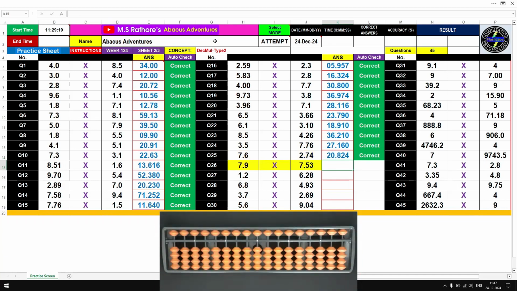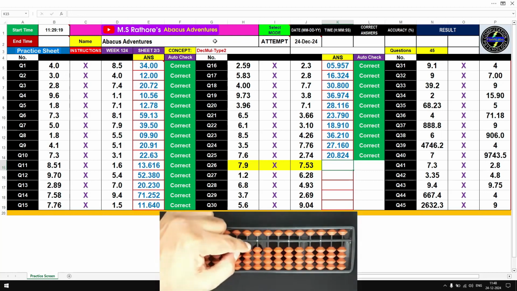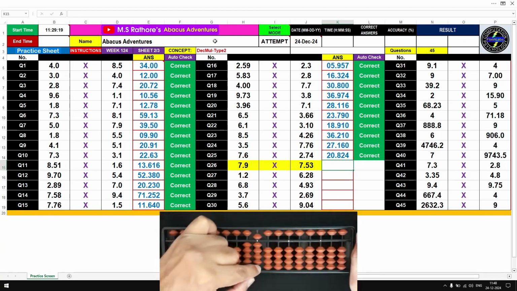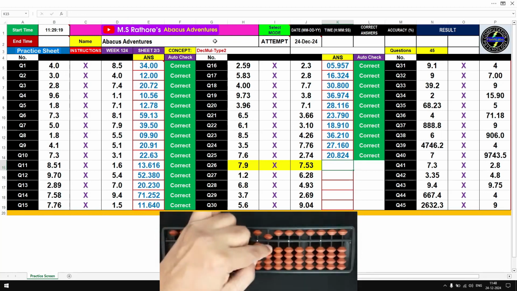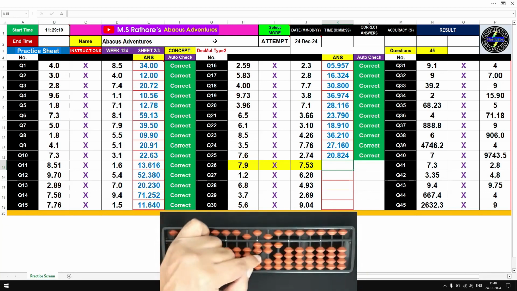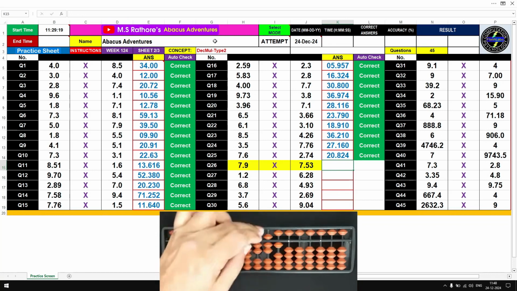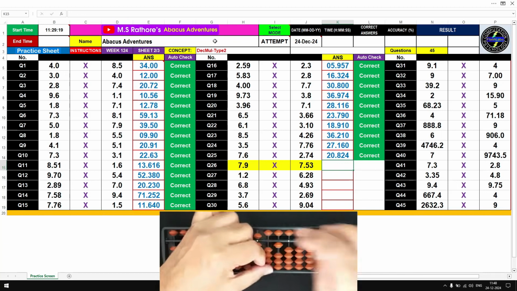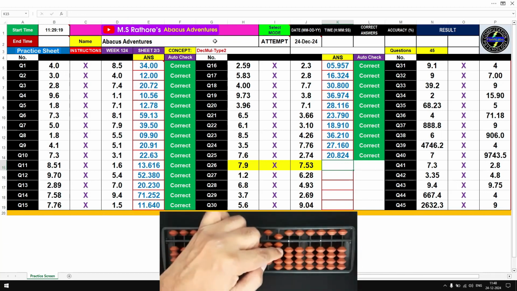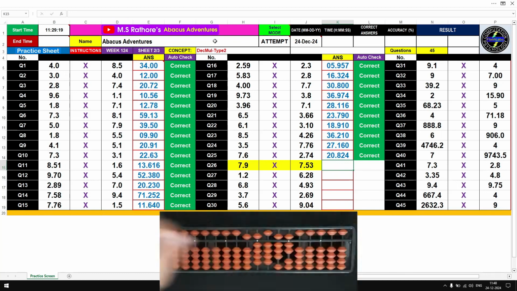Question number 26, 7.9 multiplied by 7.53. Let's begin. 7 7s are 49, shifted. 7 5s are 35, shifted. 7 3s are 21. Round 2 begins now. 9 7s are 63, shifted. 9 5s are 45, shifted. 9 3s are 27, and the answer is 59.487.